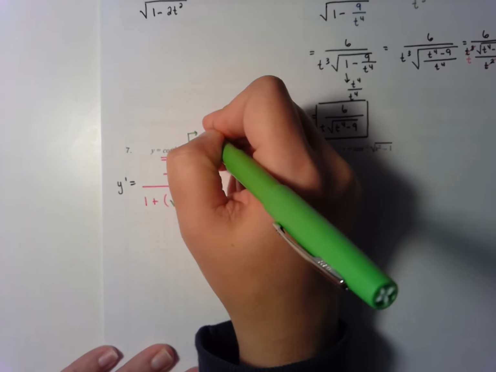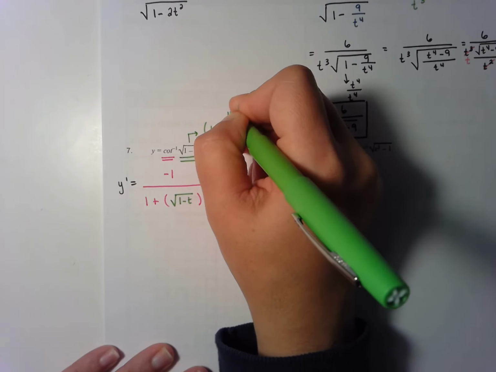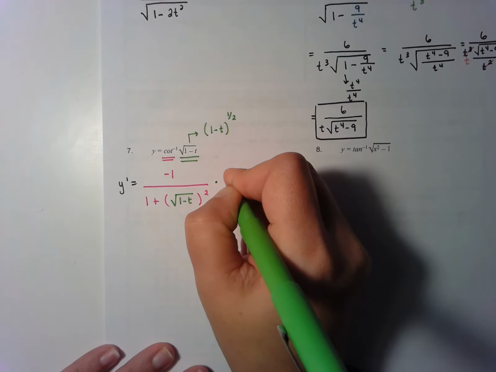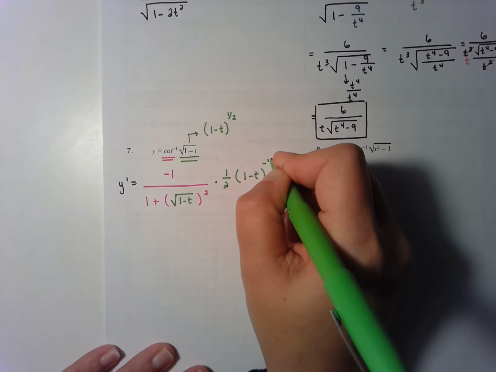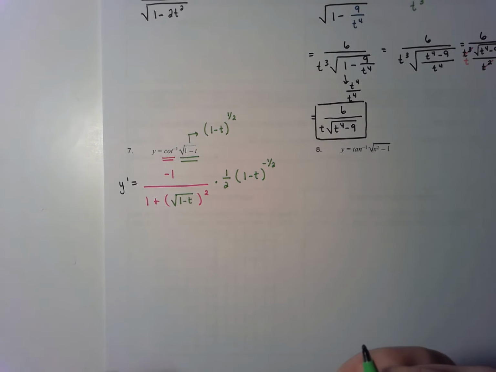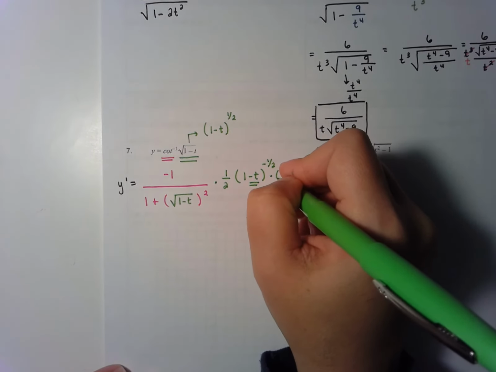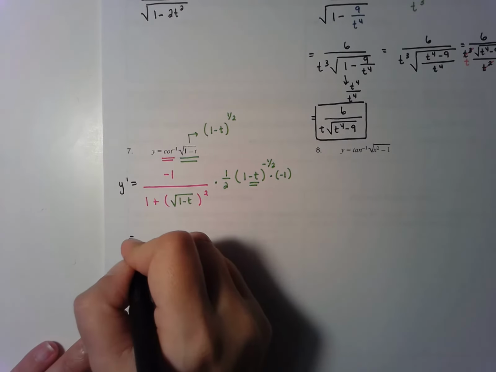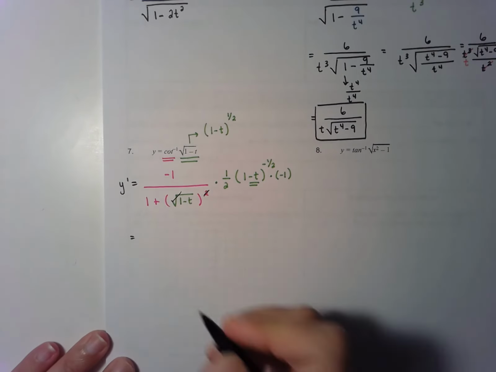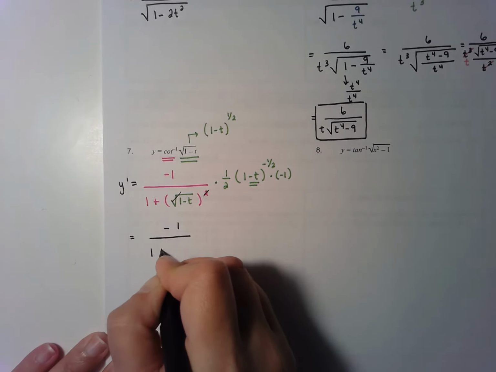Now, I think it's easier to find this derivative if we rewrite this as 1 minus t to the 1/2 power. So times 1/2, and then 1 minus t to the negative 1/2 power. And then here's where it gets really tricky. Because this is negative t, we have to multiply by -1 as like a third chain. Now we need to simplify. The nice thing about square roots and squareds is that they cancel, which means this first fraction just becomes -1 over 1 plus 1 minus t.